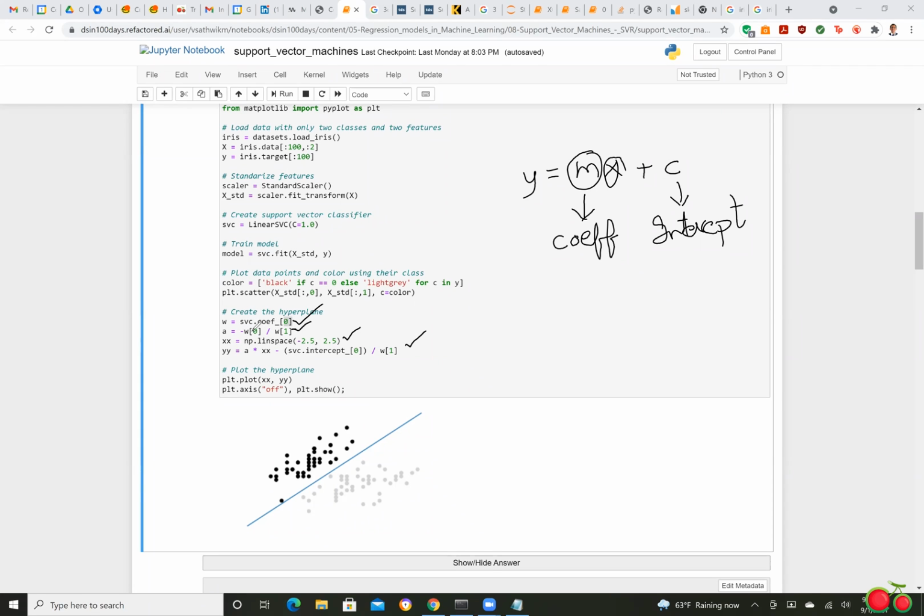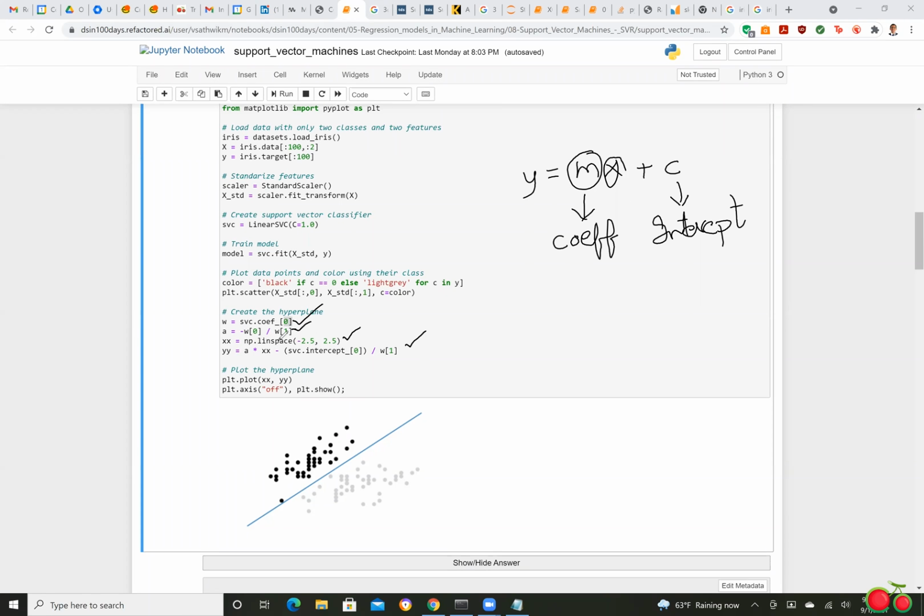So these are two different things. When I pick the coefficient, I'm getting two different numbers. When I divide them, I get A. I multiply A, which is my new coefficient, with the X value.